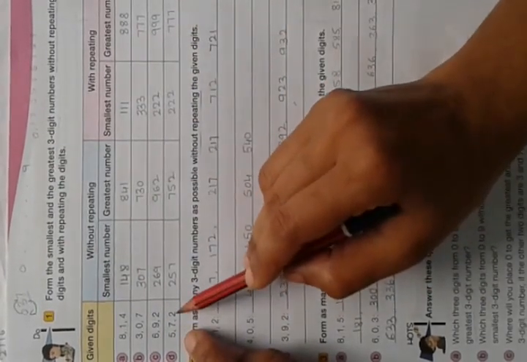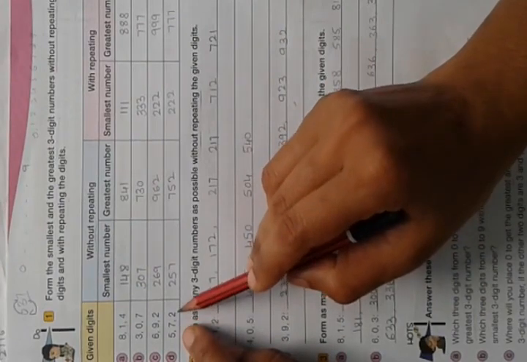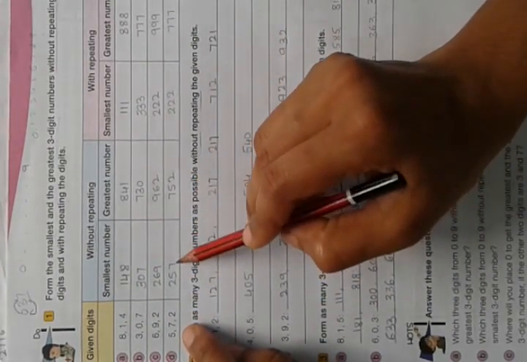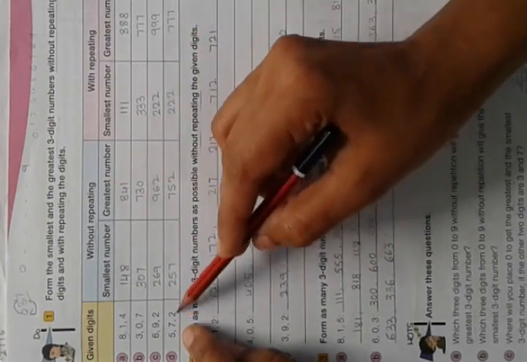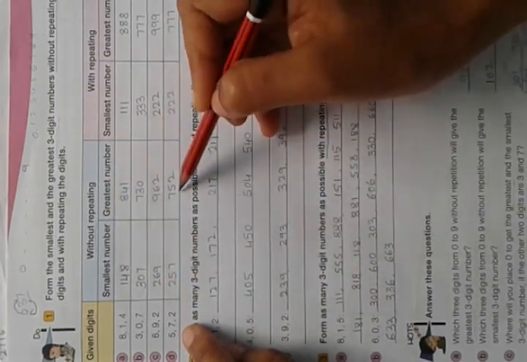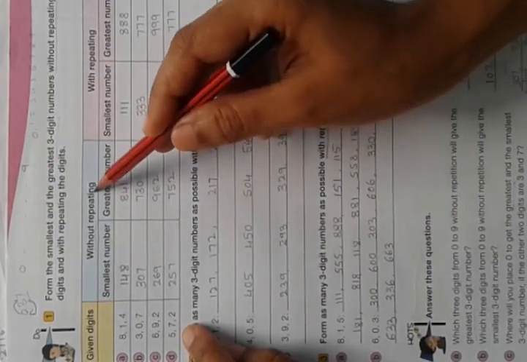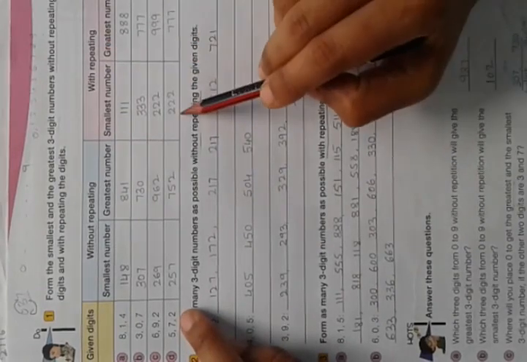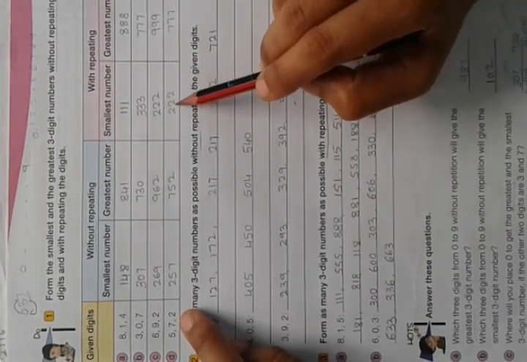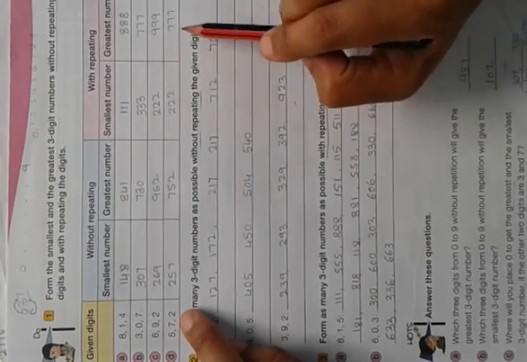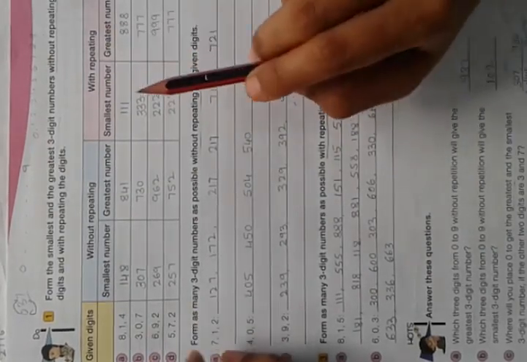Okay students. Now 572. Arrange these numbers in ascending order. We will get the smallest number, 257. If you arrange these numbers in descending order, we will get 752, the greatest number without repeating. Okay. With repeating, for the smallest number, we have to write it thrice. 222 is the smallest number. 777 is the greatest number.